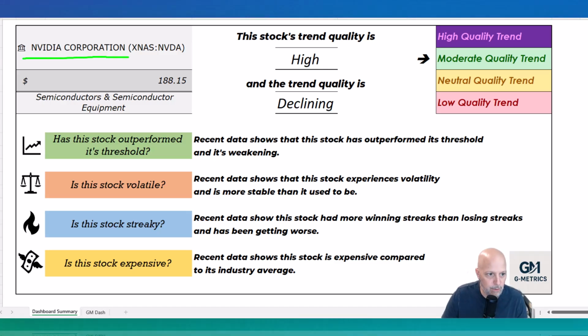As we can see, we're looking at NVIDIA Corporation, currently trading at 188.15. Its industry is semiconductors and semiconductor equipment. I'll get into these 4 questions down the left-hand side. So, has this stock outperformed its threshold? Recent data shows that this stock has outperformed its threshold and it's weakening. We'll get into this on the next slide.